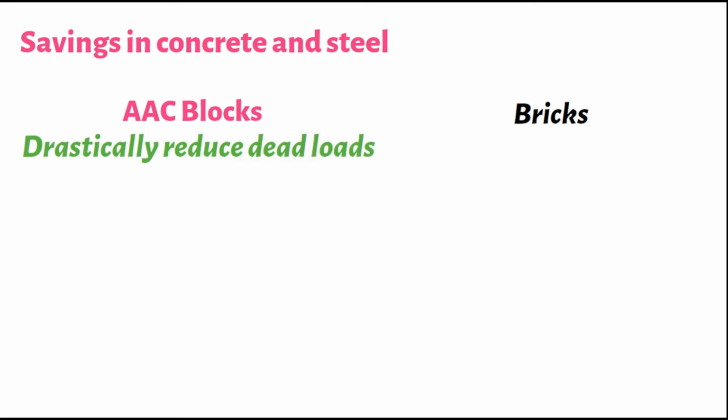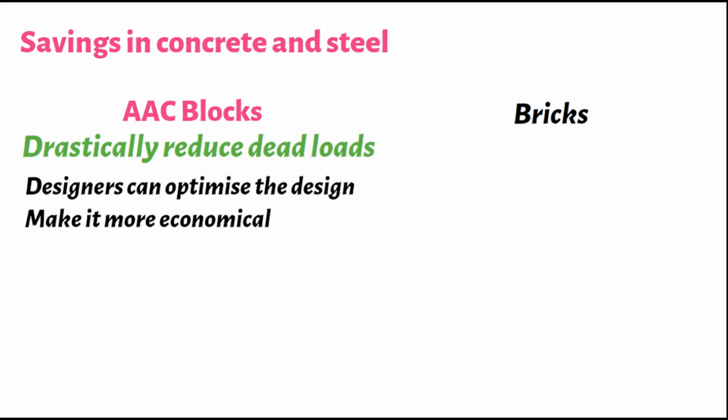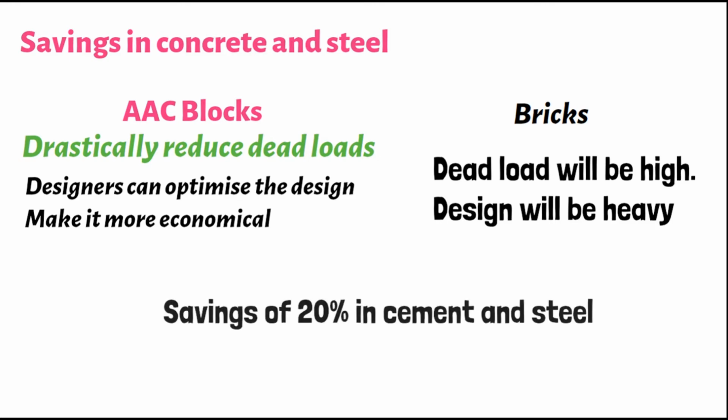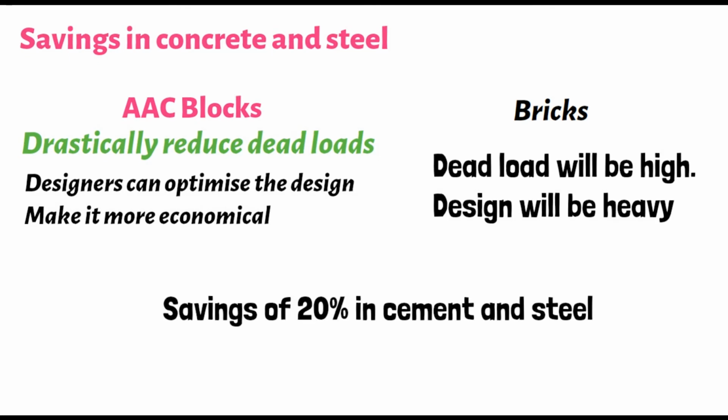AAC blocks can drastically reduce the dead load, and designers can optimize the design and make it more economical due to less dead load. Whereas with bricks, the dead loads are high and the design will be very conservative and heavy. And there is a saving of around 20% in cement and steel in the case of AAC blocks.